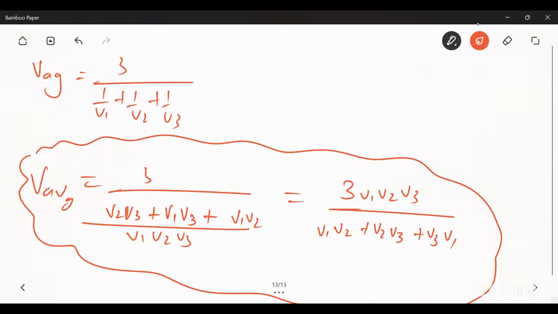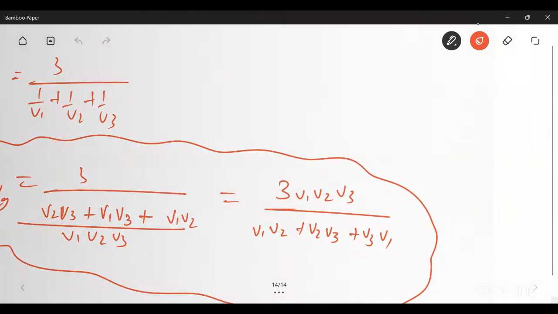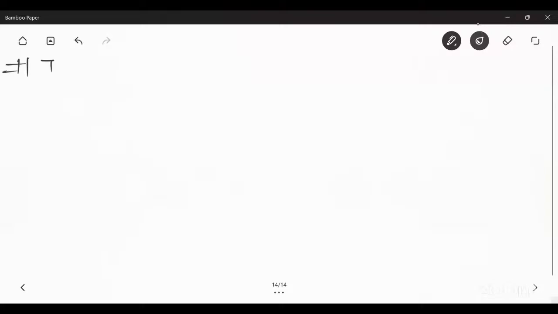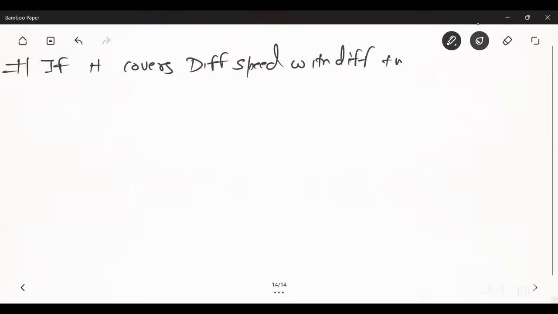Now that's for your example. Now the third case is if it covers different distances with different speeds and different times. In that case, you have not been given any speed.